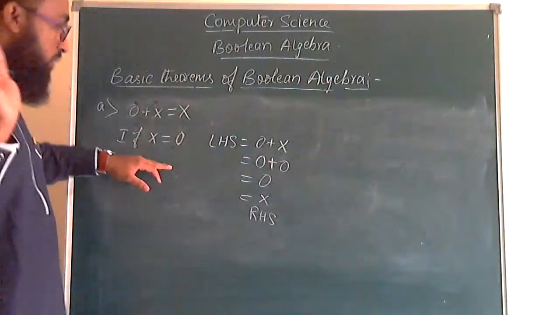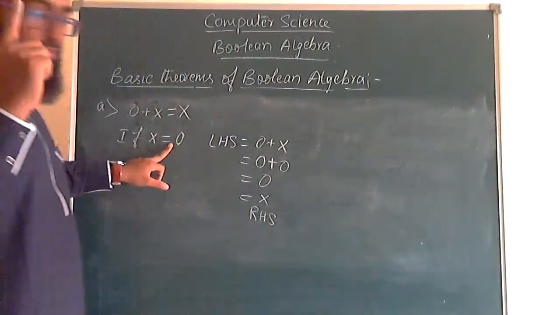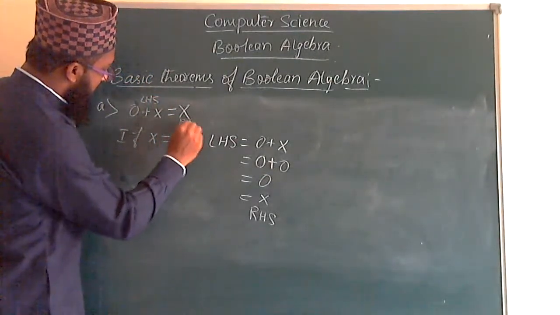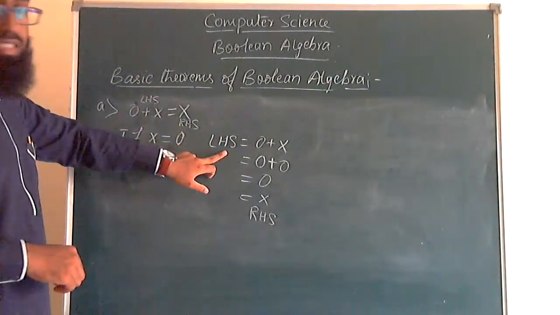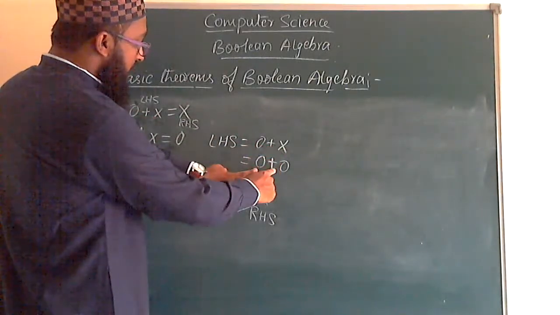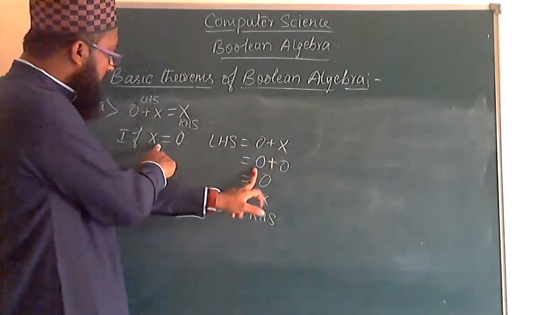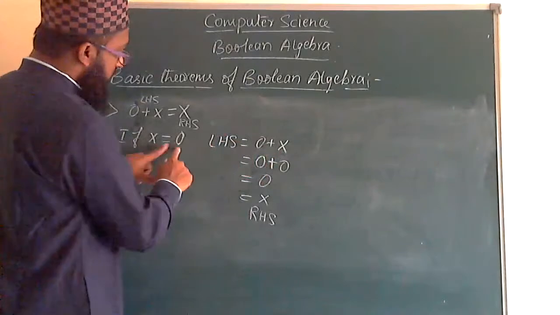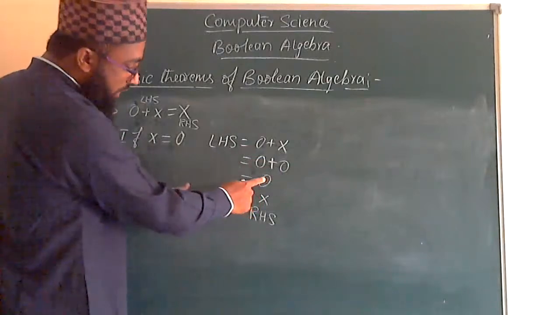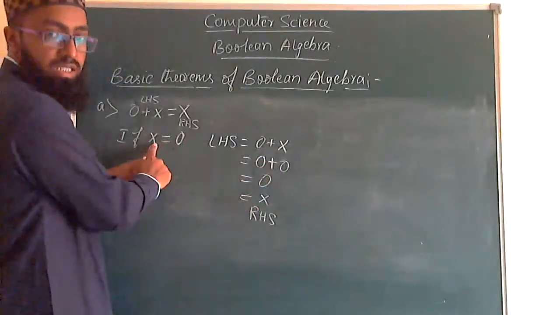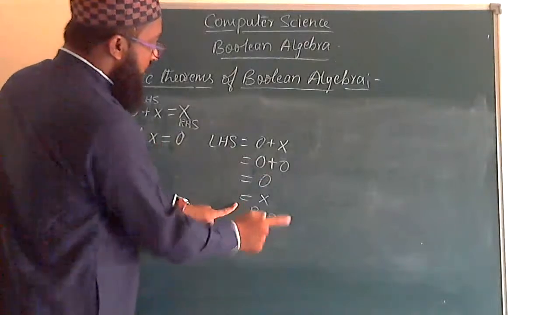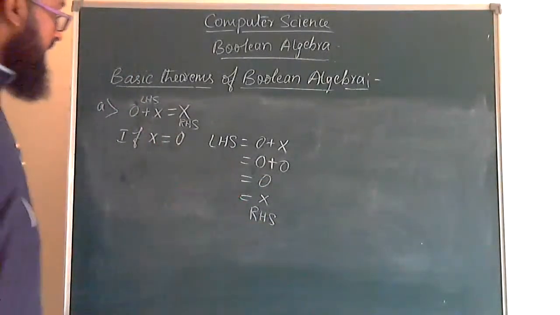Listen one more time. If x is equal to 0, we are taking the first value x equal to 0. Take the left hand side, that is 0 plus x. We will take 0 as it is, plus as it is, but the value of x we have taken here is 0, so we put the value as 0. So 0 plus 0, the answer will be 0. If the answer is 0, then that 0 is equal to x. So here the answer will become x. This is first.